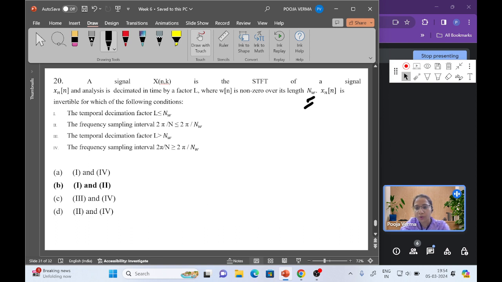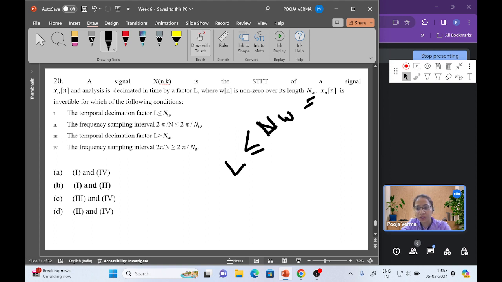First one is the temporal decimation factor L must be less than or equal to N_W. Okay, this one is correct. L must be less than or equal to N_W, that is the length of the window function. The frequency sampling interval 2 pi by N must be less than or equal to 2 pi by N_W, the length of the window function, where N is the length of the DFT. And the temporal decimation factor L is greater than N_W, the length of the window function. The frequency sampling interval 2 pi by N must be greater than or equal to 2 pi by N_W.